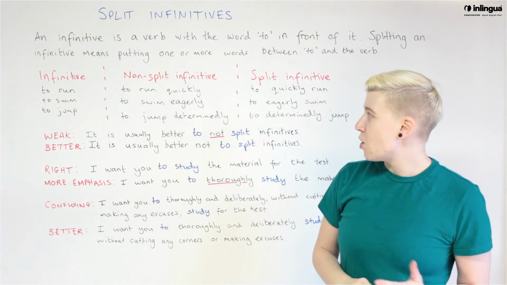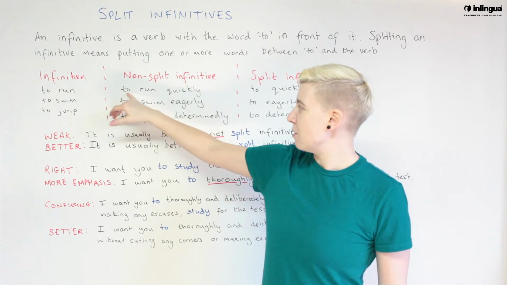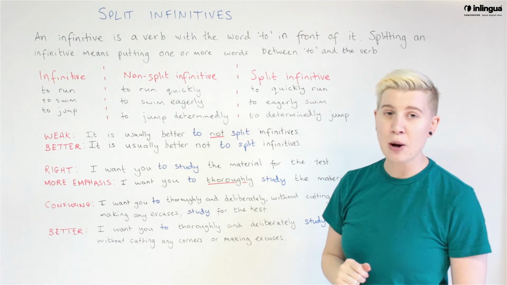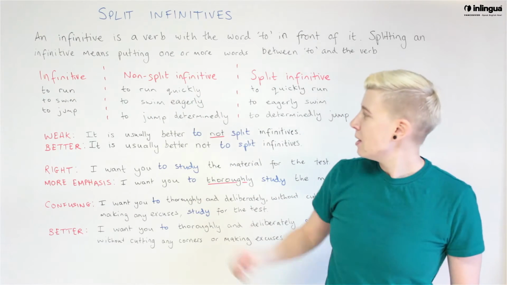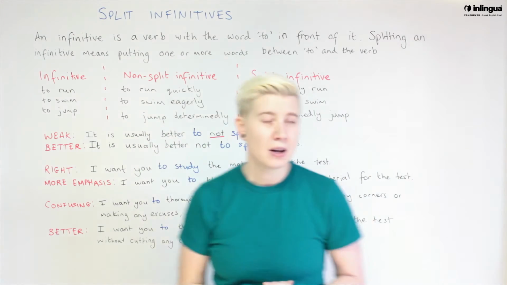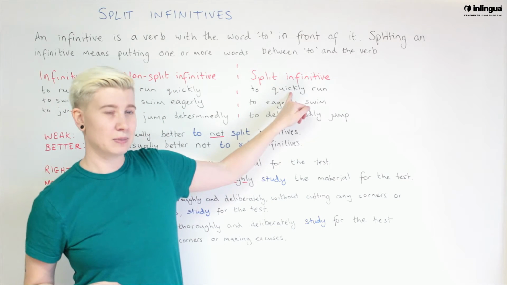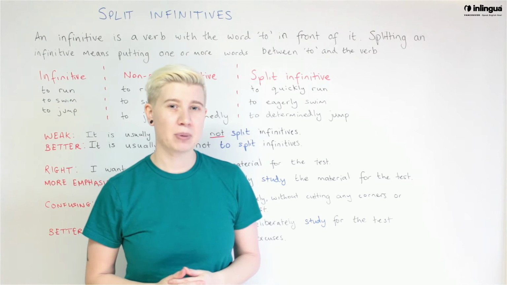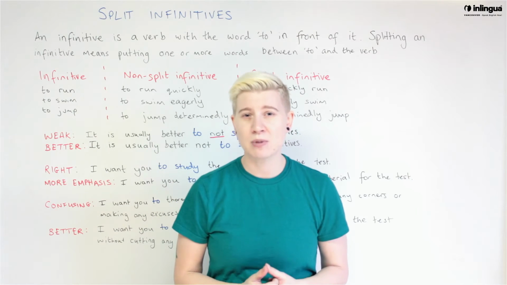If we use a non-split infinitive, we can add extra information after the infinitive. To run quickly, to swim eagerly, to jump determinedly. So we have added adverbs to give more information, but we have kept our pair of words together, our infinitive. But if we split the infinitive, we have a word in the middle: to quickly run, to eagerly swim, to determinedly jump. It's usually better not to split an infinitive, but sometimes we want to.